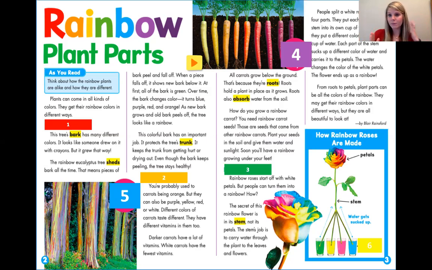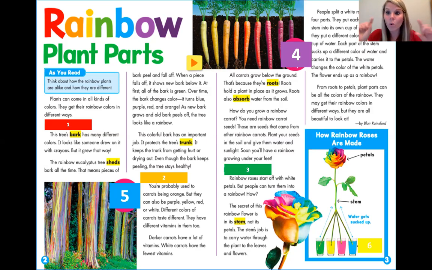So the first section we read, what part of the tree was rainbow? It's bark, right? So that was rainbow bark section. The second one we read about, what part of the plant was rainbow? It's roots, right? So maybe that section could be like rainbow roots. The third section, what part of those roses was the rainbow plant part? Now it said that it came from the stem, but what part of it do we see as the actual rainbow? The petals, right? Up at the top of that diagram down there, we see it points to the petals, okay? So maybe we could come up with subheadings like rainbow bark, rainbow roots, rainbow petals, okay?